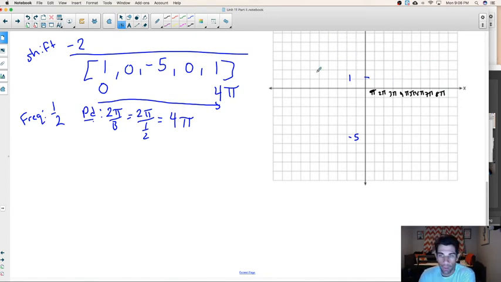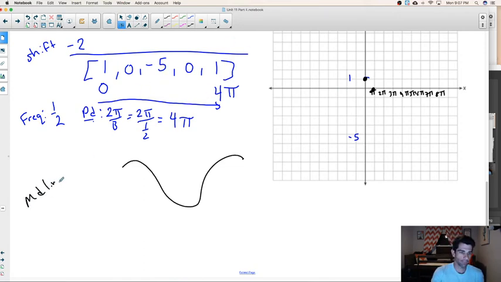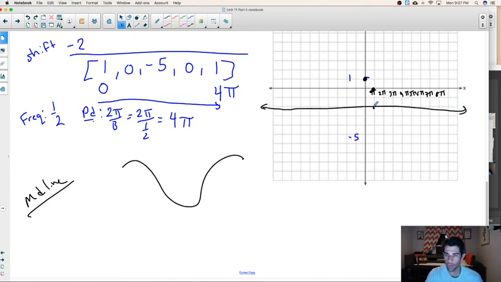All right, here we go. I have to complete this from 0 to 4 pi. I'm going to hit those numbers. We're going to start here at 1. Then it's going to be 0, well, 0 is not 0, because where's my midline? Let's figure out where the midline is. Your midline is going to be negative 2. So really now your 0 is at negative 2. Don't forget your midline.